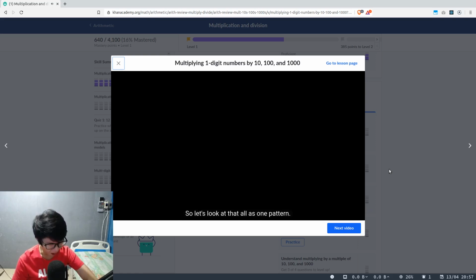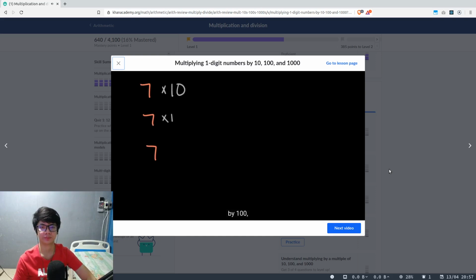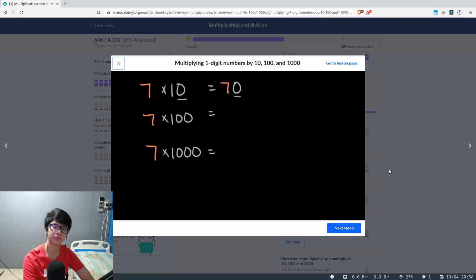So let's look at that all as one pattern. Let's take the number 7, and let's multiply it by 10, by 100, and by 1,000, and see what happens. 7 times 10 is going to be 7 with 1 zero, because we have 1 ten.